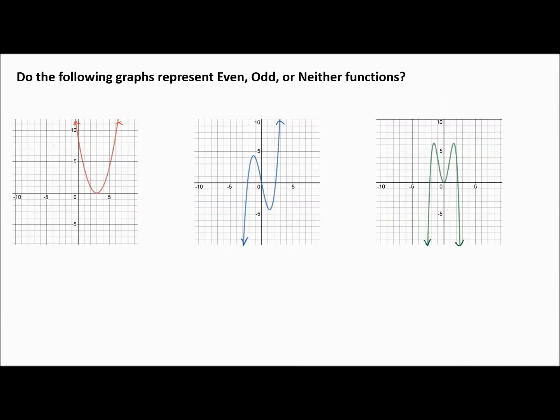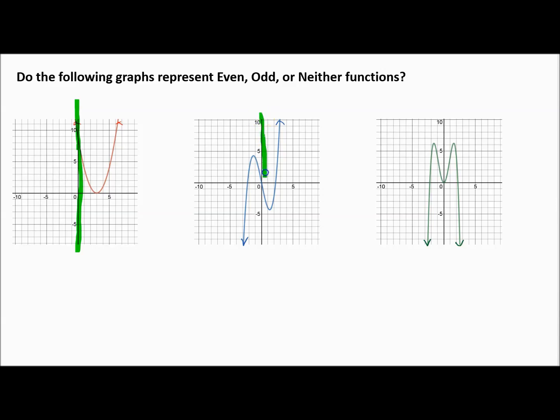Now I would like to look at a graph and determine whether the graph is even, odd, or neither. Now remember, an even function is symmetric about the y-axis. So let's take a look at all three of these. If you could fold your piece of paper along the y-axis, that means it's even. So if I fold right along here, right? If I fold my piece of paper there, will one side land on the other side? Well, no. So that is definitely not even.